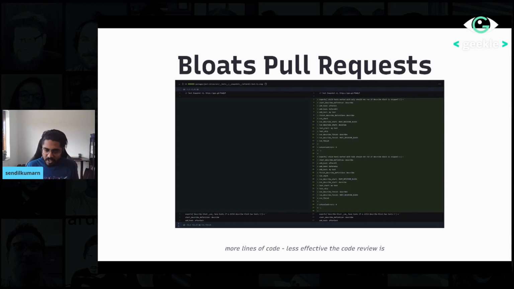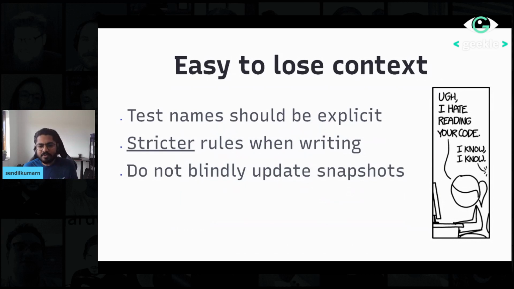And as developers, or as anybody, the more lines of code that you're reviewing, the less effective your code review becomes. And that's a problem with snapshots because it bloats your pull request. Also, it's very easy to lose context here because this is automatically generated content, which means it is very difficult for us to understand what is happening at some point in time.